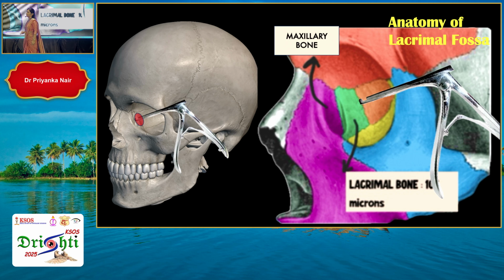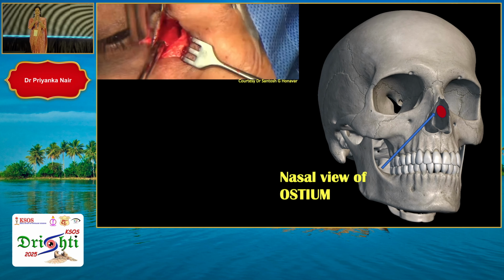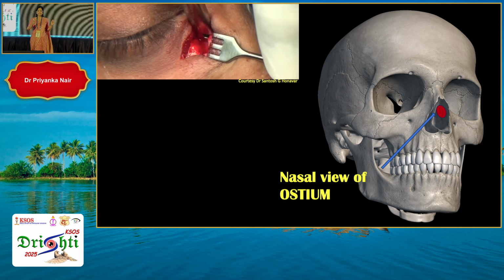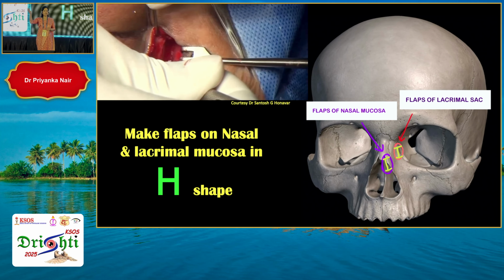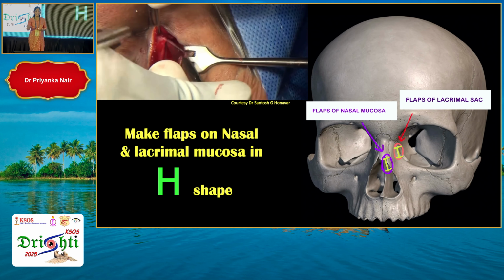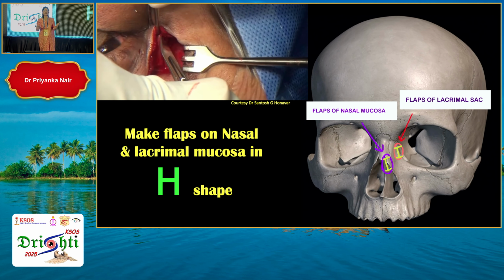So now the hero of your surgery comes, the rongeur. You make an osteotomy, and the bone in the center is gone, right? So this leaves you with lacrimal sac on one side, nasal mucosa on the other side. Now what you have to do, you have to connect them. How do you do that? You create flaps on both the mucosas in the shape of an H.